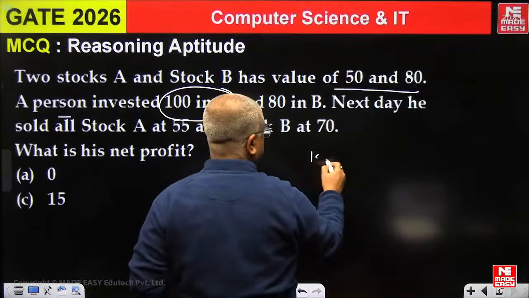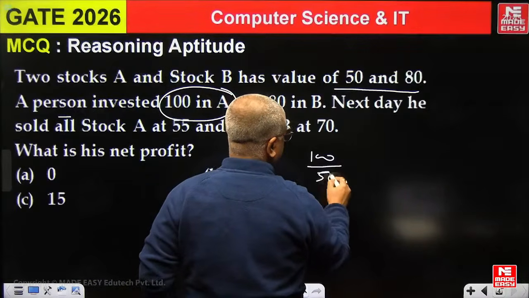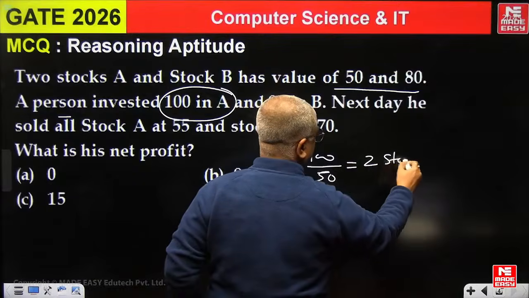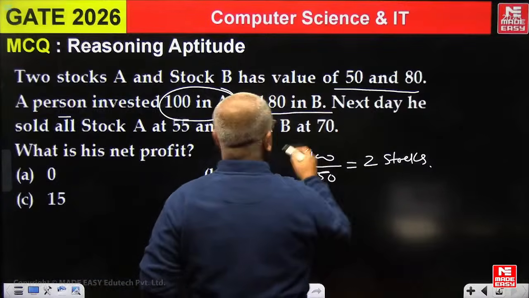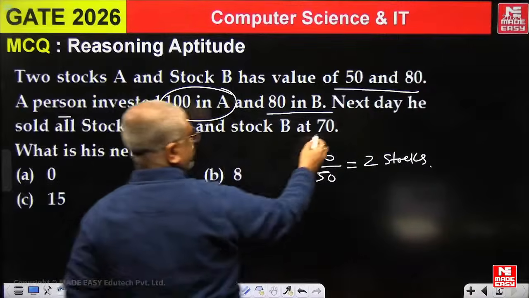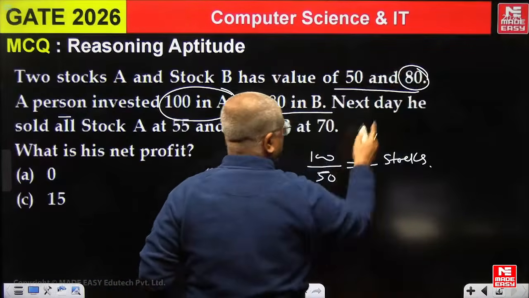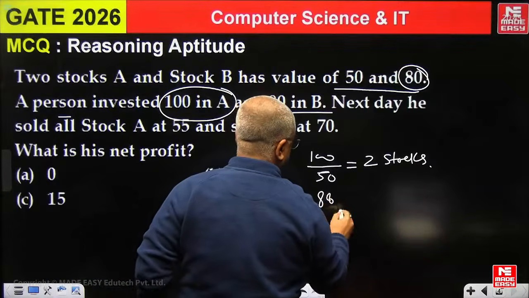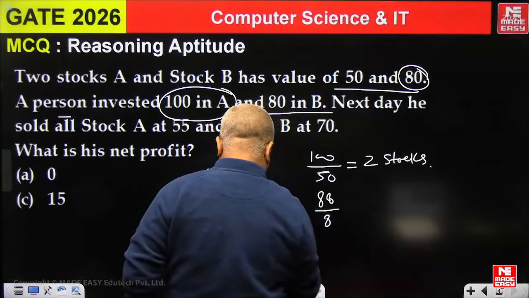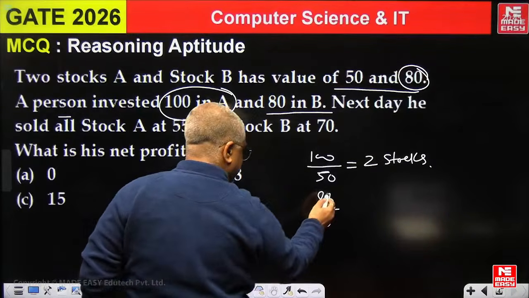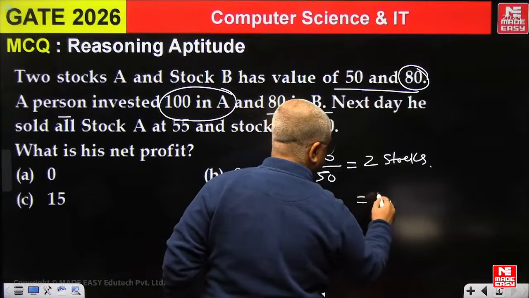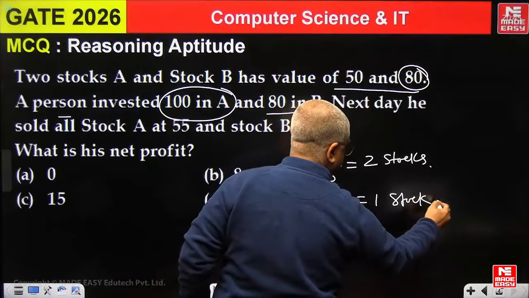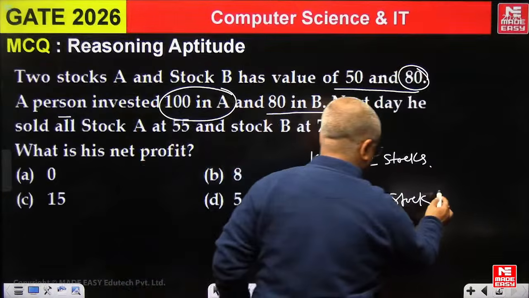So in 100 rupees, how many stocks of 50 rupees would he have got? He would have got 2 stocks, right? And 80 in B, and the price of the second stock was 80. So how many stocks of 80 would he have got for 80 rupees? He would have got 1 stock. I hope such a simple question was there.